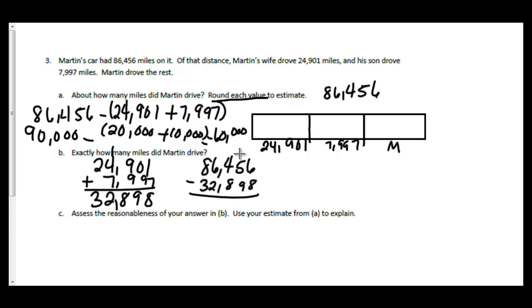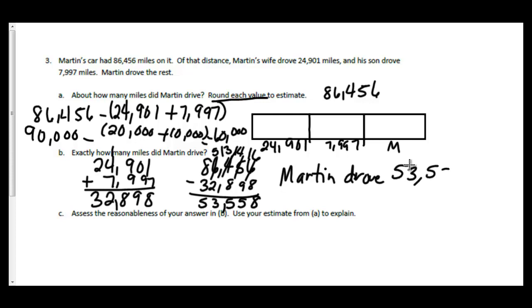So I'm not ready to subtract in the 1, so I'm going to decompose here. I'm not ready to subtract in the 10, so I'm going to decompose. Not ready to subtract in the hundreds, so I'm going to decompose. I'm ready to subtract everywhere. So I have 8, 5, 5. So Martin drove 53,558.